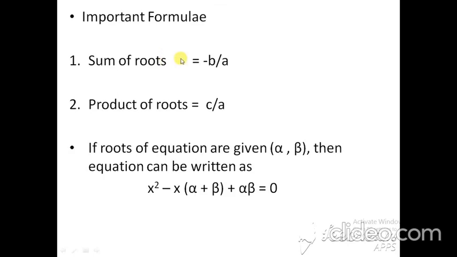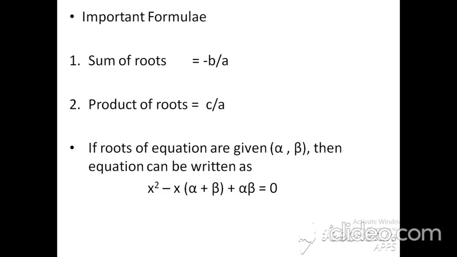These are some important formulas. These are questions based on the sum of roots and product of roots, so you can use these formulas in that question. First formula: sum of roots is given by minus b by a. Here we all know that b is the coefficient of x and a is the coefficient of x square, and the product of roots is given by c by a.